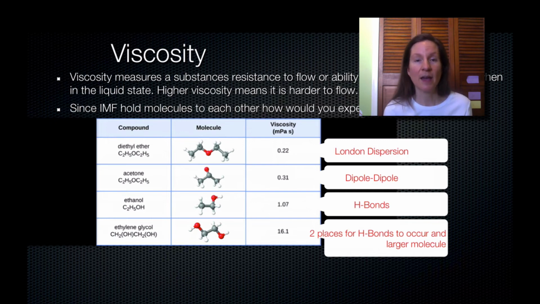After that comes ethanol, which has the one place to hydrogen bond and has some London dispersion forces to it, so it's the next stickiest. Acetone is asymmetrical, so it has dipole-dipole, so that comes next. And then diethyl ether up there is only London dispersion. While the molecule is getting pretty big, you're going to see a decent viscosity versus something that's only London dispersion that's smaller. It's less than all the rest of them.